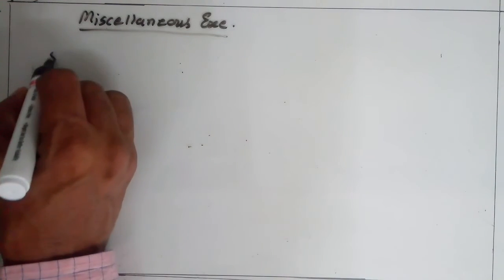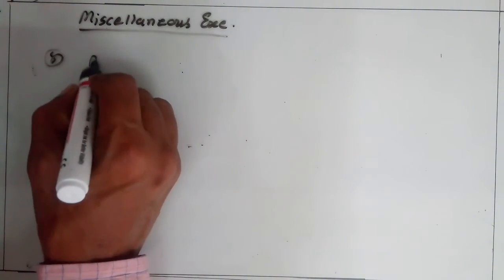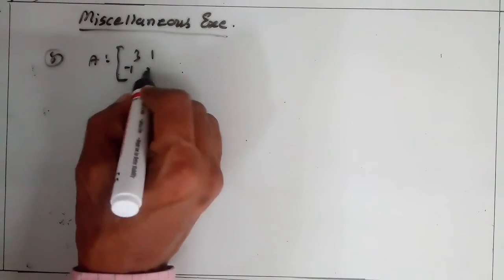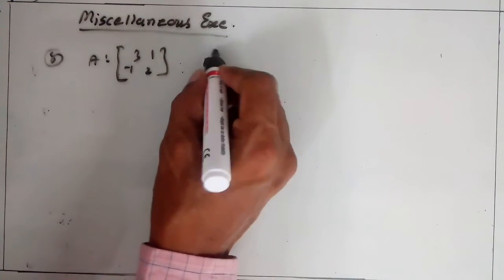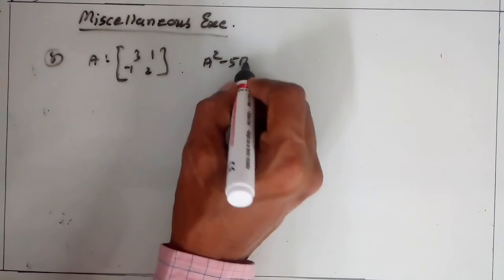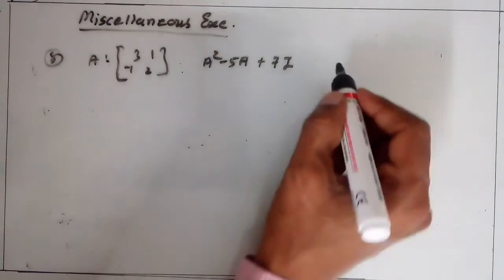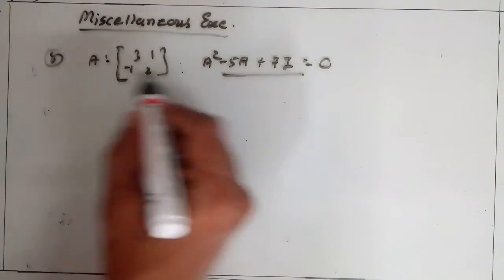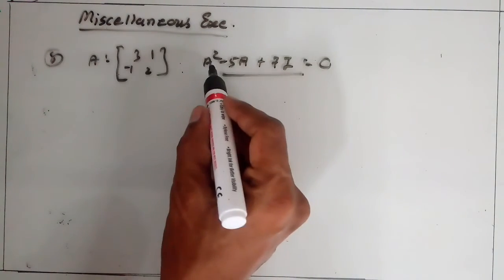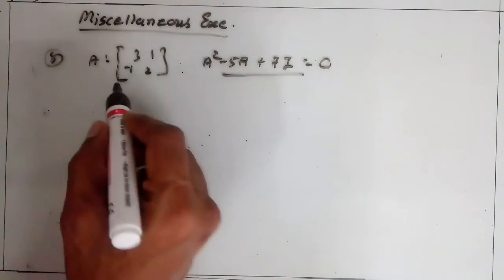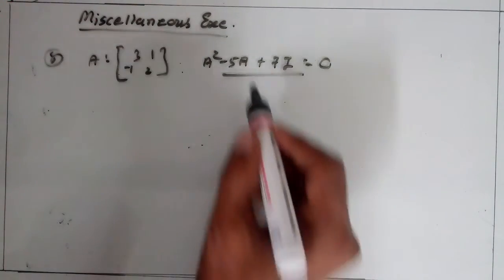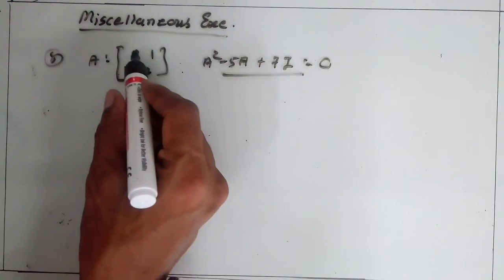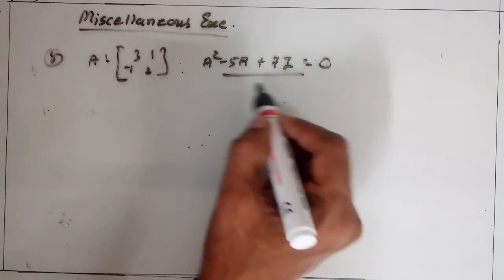Now question number 8. For a matrix A is equal to 3 1 minus 1 2, prove that A square minus 5A plus 7I is equal to 0. For this, first we get A square, A into A, then replace A square by the resulting matrix, along with A and I, the identity matrix 1 0 0 1. In this we get 0.